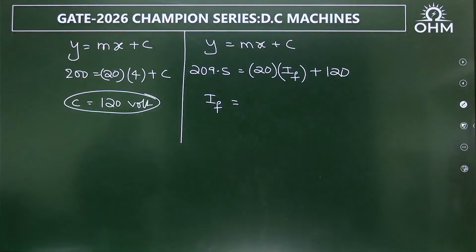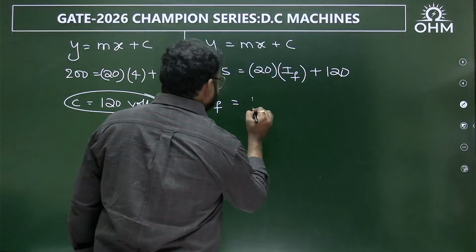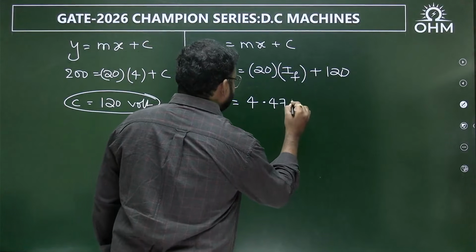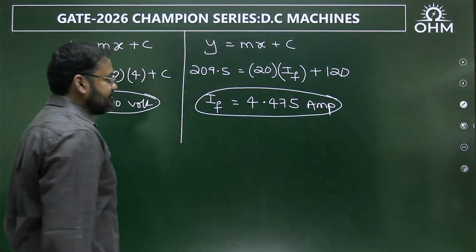Correct? Yes. So (209.5 minus 120) by 20 gives 4.475. Yes, 4.475. This is the field current.